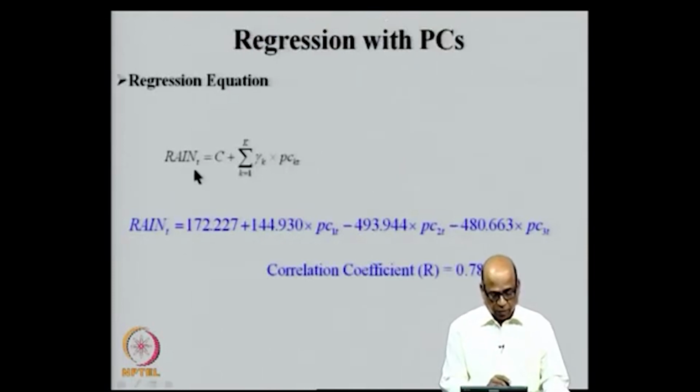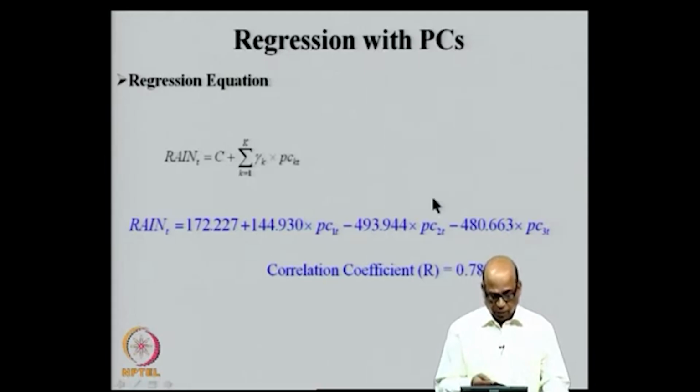So, we write this simple expression. This is a regression equation. Rainfall in the month T is equal to some constant plus the sum of gamma k into PC k T, with k equal to 1 to K. Remember here the principal components will be different for different time periods. In this particular case we have chosen 3 principal components PC 1, PC 2, PC 3, all of which are different for different time periods, and these are the gamma values. So, we write the rain T in a simple regression form as follows.